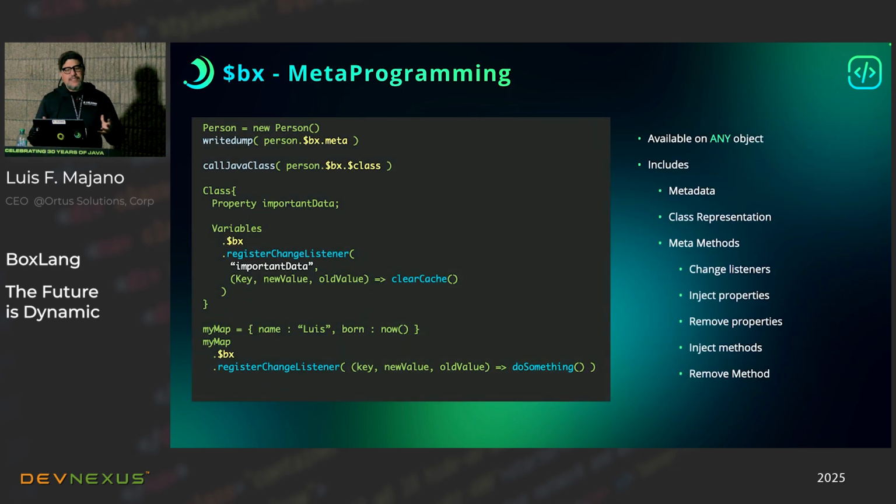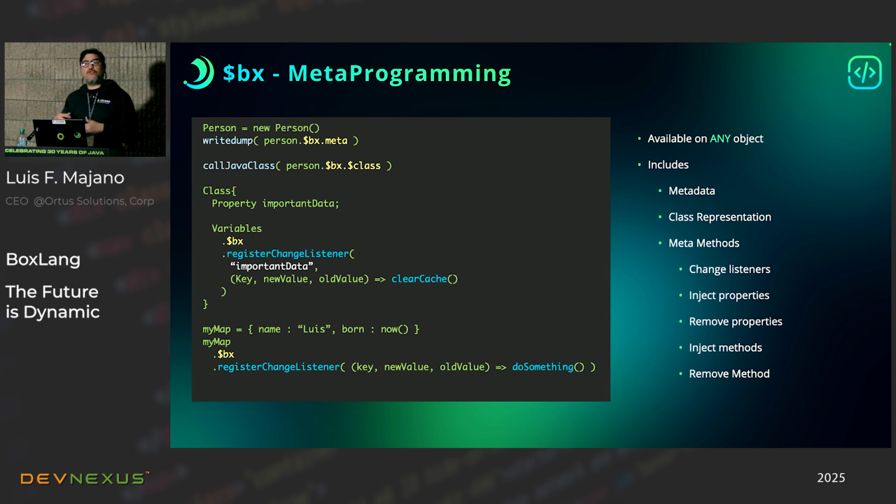This was huge for us in a dynamic language. We have the concept of meta-programming. Every class, whether it's BoxLang or Java, has a $BX object attached to it. And you can talk to it just by dereferencing it, like person.$BX, and you have many things available to you. You have meta, which is basically metadata about your class: how many properties, how many functions, where is it located, how it was loaded, the class loader that loaded it. You have the $class, so you actually have which class representation it does. But you also have meta methods.